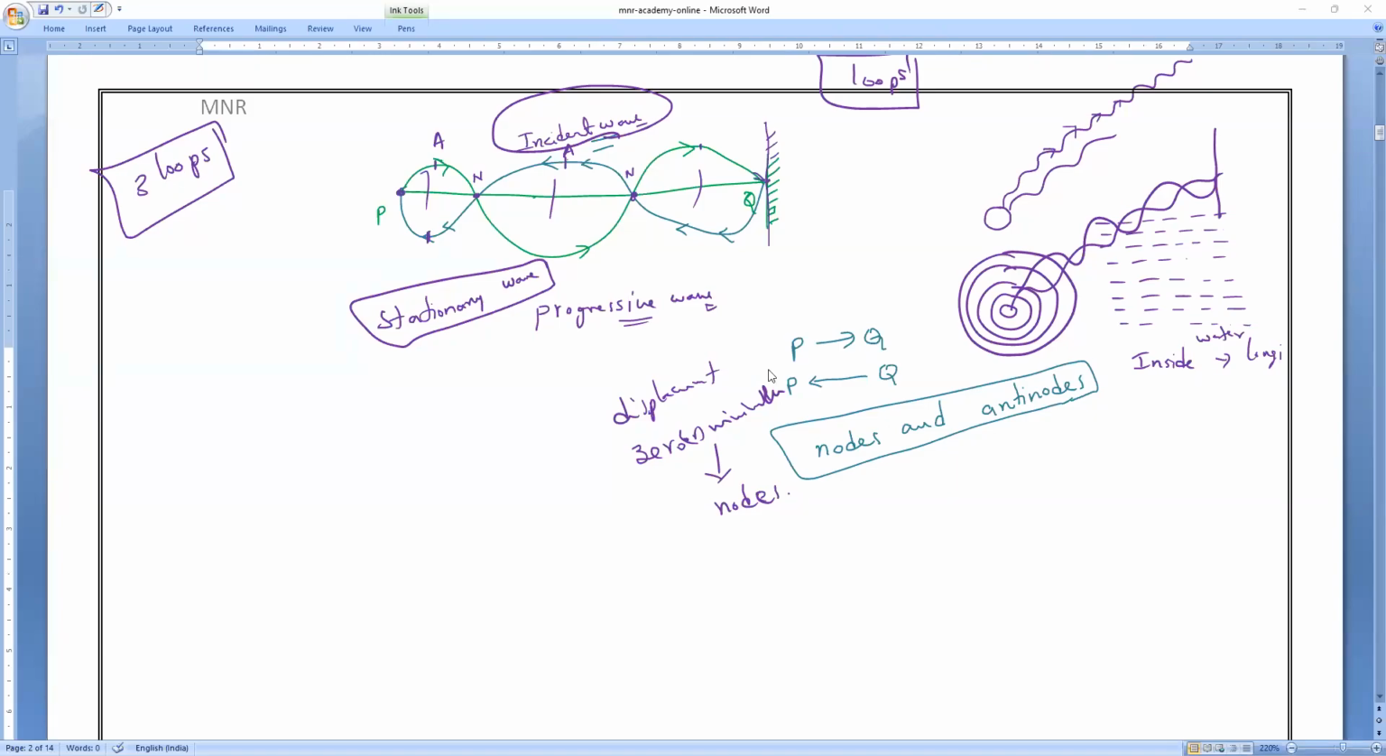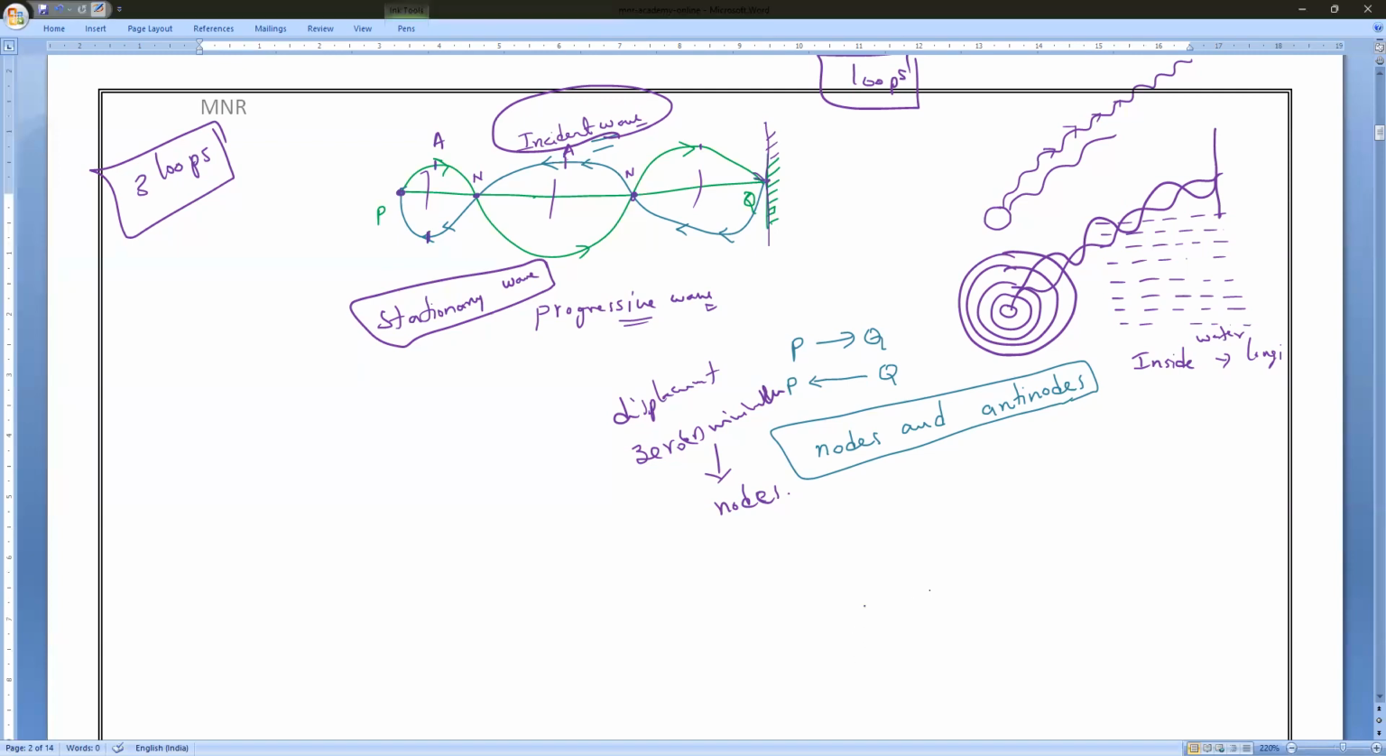Clear, everybody? Suppose you take water and put a stone on it. The waves can travel in any direction, carrying the energy in any direction. That is what we call a progressive wave. What is the wave we call it? Progressive wave.